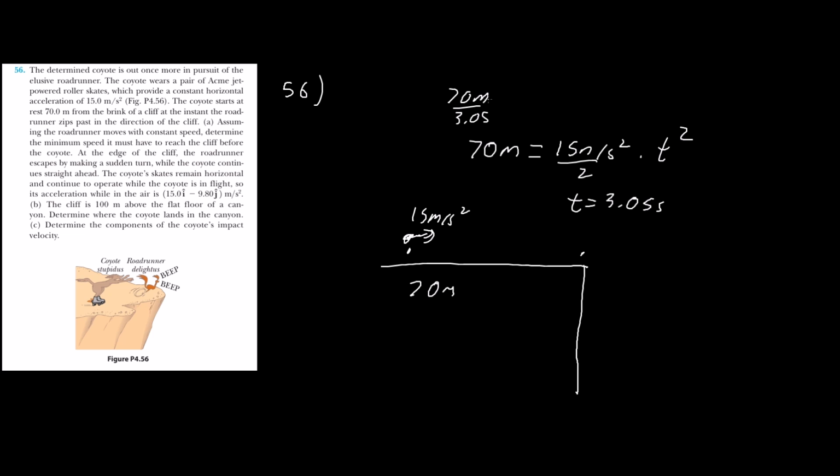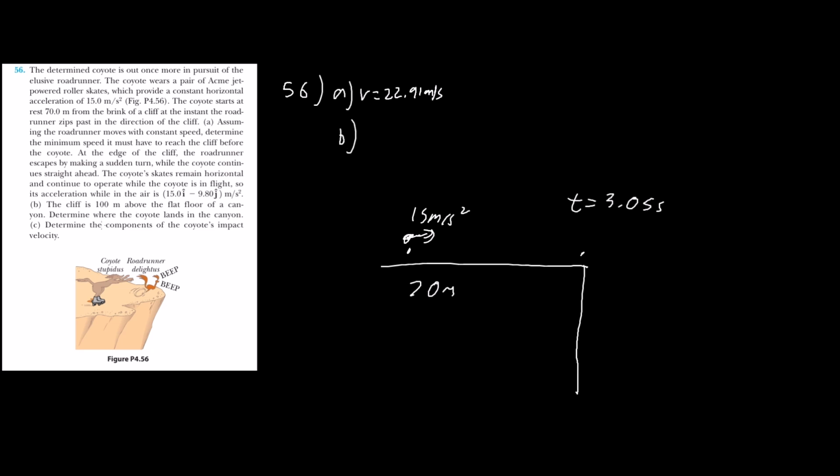All right, so let's answer part A. The minimum speed of the roadrunner would have to be, according to this, 22.91 meters per second. All right, so that's part A. Let's see what part B is asking. The cliff is 100 meters above the flat floor of the canyon. Determine where the coyote lands.